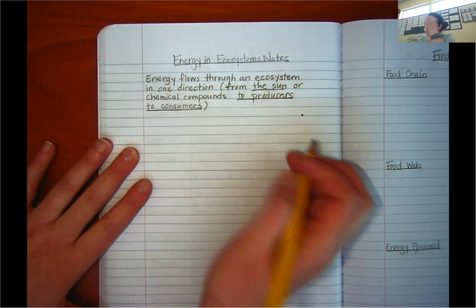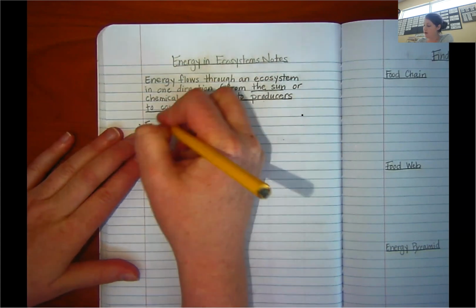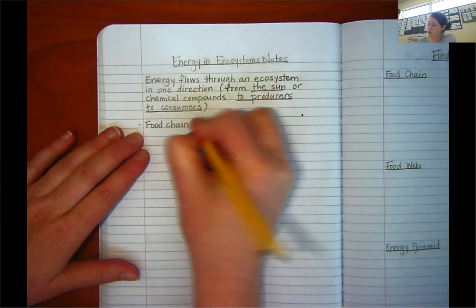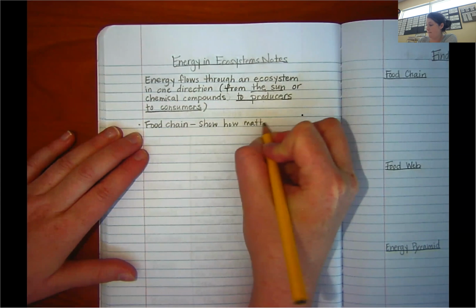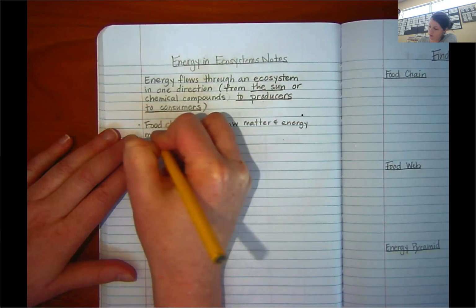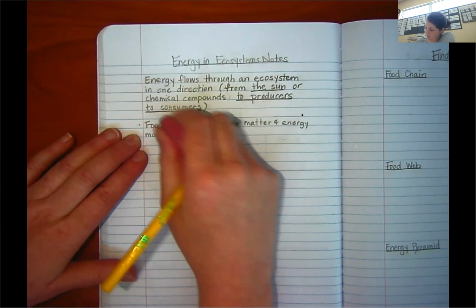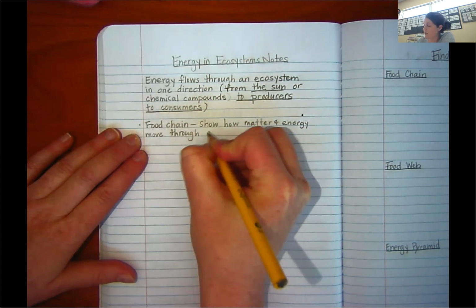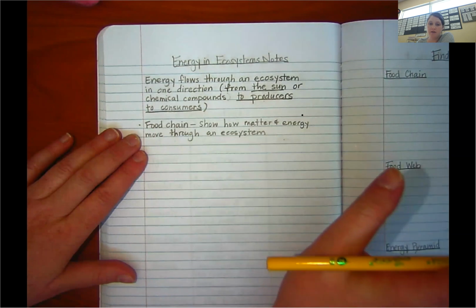Okay, we're going to break this down into 3 components. So first one you've probably heard of, it's called a food chain. And that is an illustrated way to show how matter and energy move through an ecosystem. Okay, that one is basic. It's just looking at one form of energy passing.